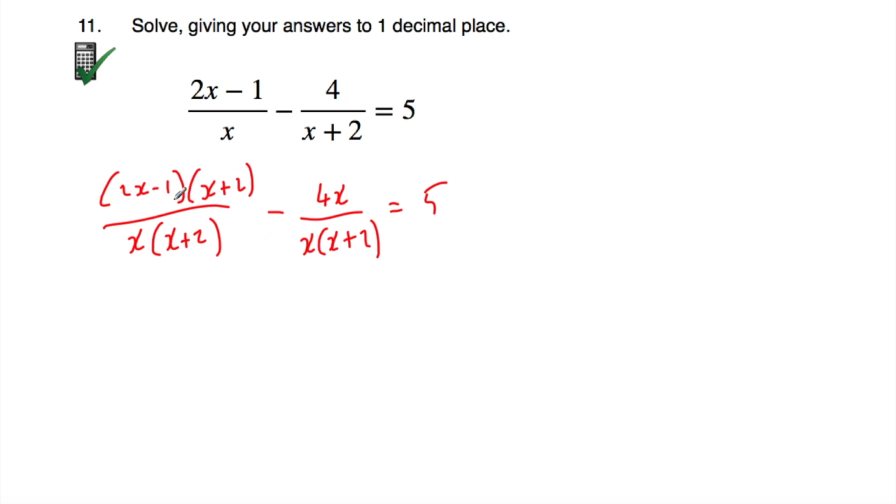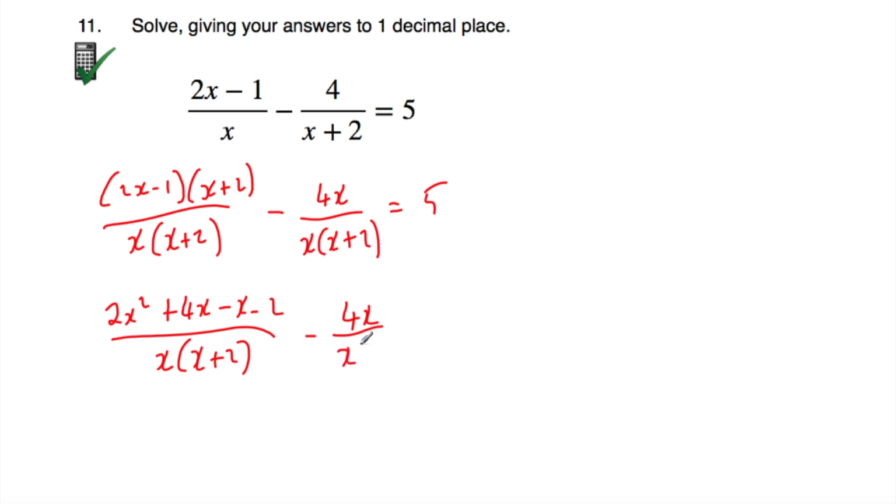Let's expand the brackets here on this numerator. So 2x times x would be 2x squared. Okay, then we've got 2x times 2, that's plus 4x. Minus 1 times x, that's going to be minus x. And minus 1 times 2 would be minus 2. So we've expanded the brackets there. It's still over x bracket x plus 2. And then close brackets. And then minus 4x over x bracket x plus 2. And then that equals 5.